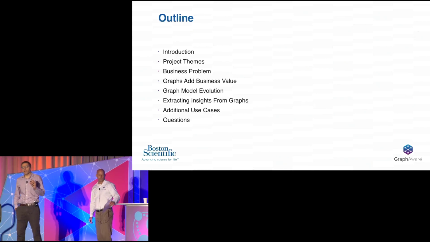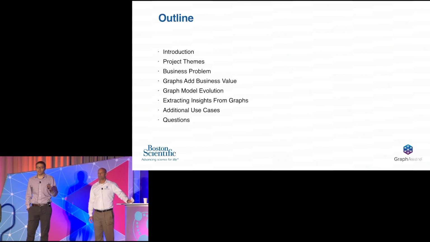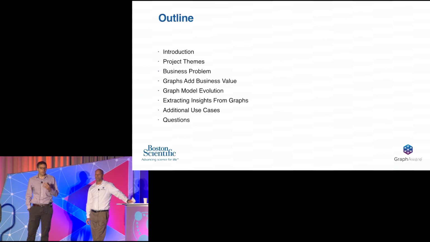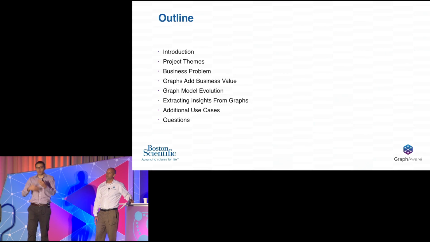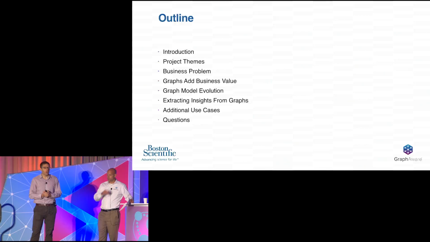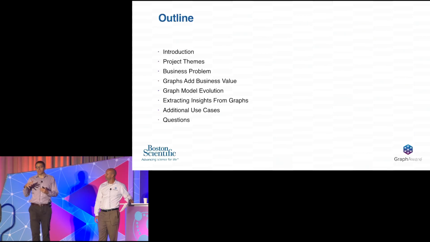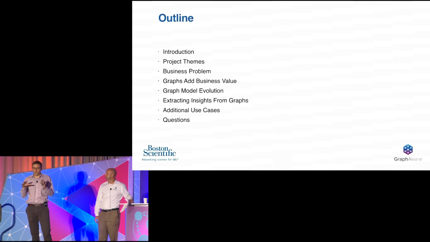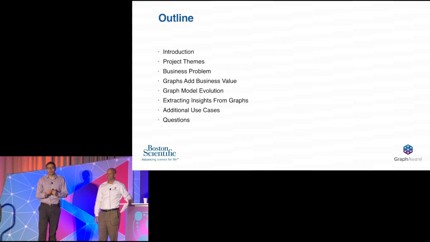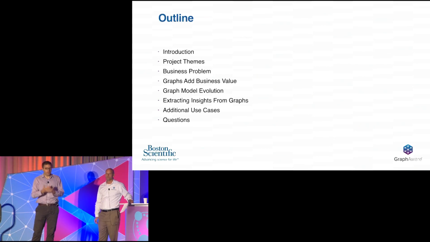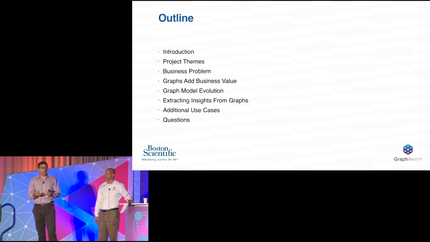We're going to start off with a little bit of an introduction of our companies and us. We're going to talk about some project themes that make sense when you're developing a graph project. We'll dive into the business problem and discuss its specifics. Manufacturing quality wasn't one of the 6 themes that Emma went through, so we're going to talk a little bit about that problem, and then how graphs apply to it and how that's helped us get some business value.